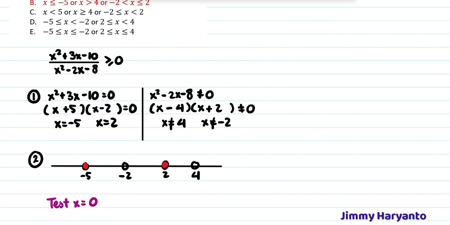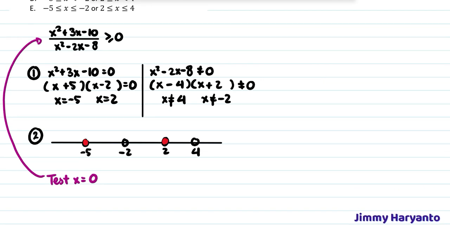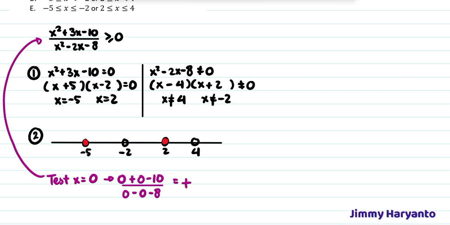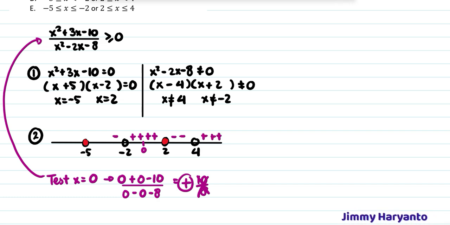for a value of x, let's say 0, and then you input it right there. We will have 0 squared is 0, 3 times 0 is 0, minus 10 over 0 squared is 0, minus 0, minus 8. And we'll have positive 10 over 8. We don't need the 10 over 8, we only need the sign, positive. And then we locate x equals 0. x equals 0 is right here in between negative 2 and 2. The region will be positive, and then this one will be negative, this one is positive, this one is negative, like that.